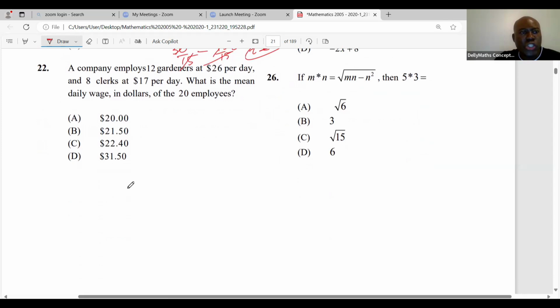Let us go at 22. A company employs 12 gardeners at $26 per day, and 8 clerks at $17 per day. What is the mean wage in dollars of the 20 workers? So what I'm going to do is just to find out the total money. So basically, I'll say 26 times 12.